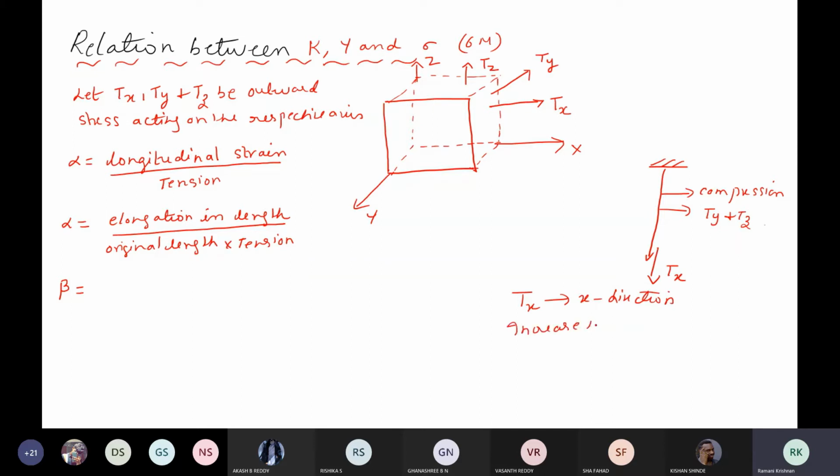It will increase the length of the dimension of the cube. In which direction? It will increase the dimension of the cube in x direction. Right. Now the other two forces are also acting in x direction. Which are they? Ty and Tz, but they are going to do what? Compression. They are going to compress it because they are lateral strains now. They are the lateral forces acting on the body.